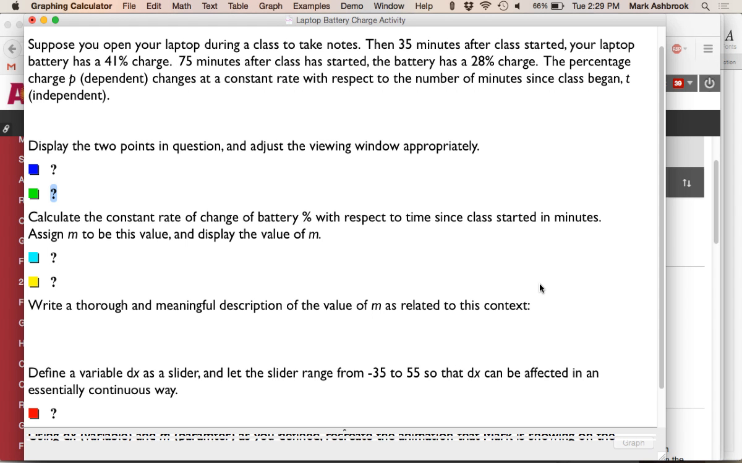So you're going to assign M to be this calculation of the constant rate, and in the next line, show what the value of M is, because that calculation and assignment won't give you its value, but it will assign that value to M. So then you just show what M is, and then you're going to write in the text space there. Everyone's going to write a thorough and meaningful description of that value, based on what we've learned today.